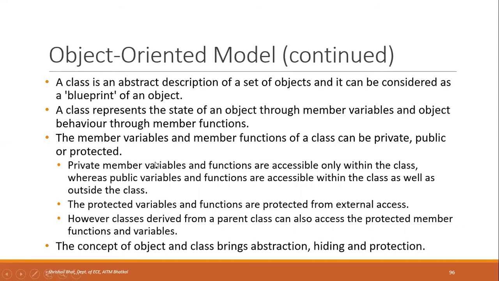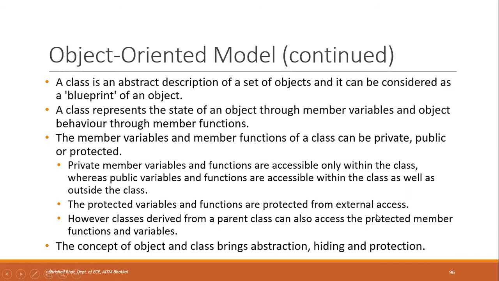Private means it is limited within the class. You can access them only within the class. Private member variables and functions are accessible only within the class, whereas if you declare them as public, then you can access them within the class as well as outside the class. Protected means they are protected from external access. External programs cannot access those variables or functions. However, classes derived from a parent class can also access the protected member functions and variables. That means there can be a parent class and different sub child classes, right?